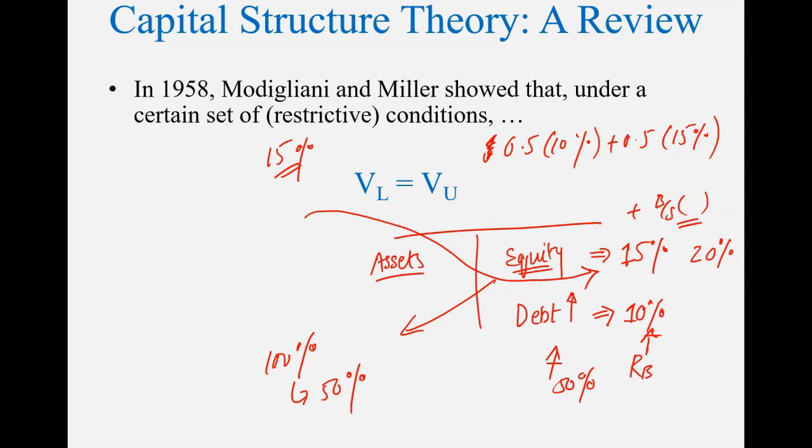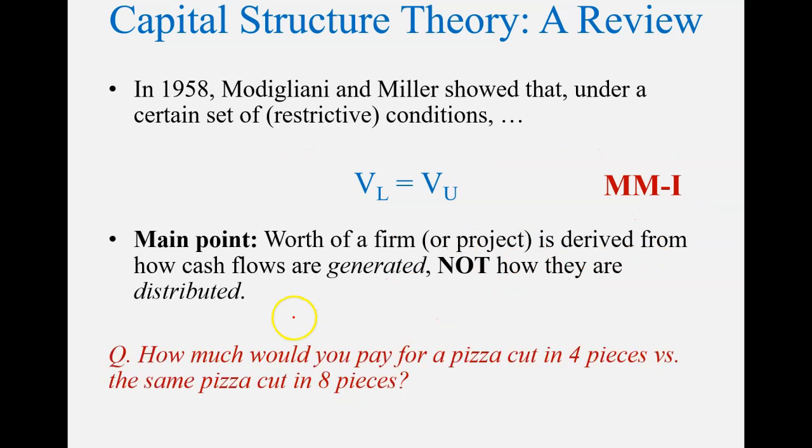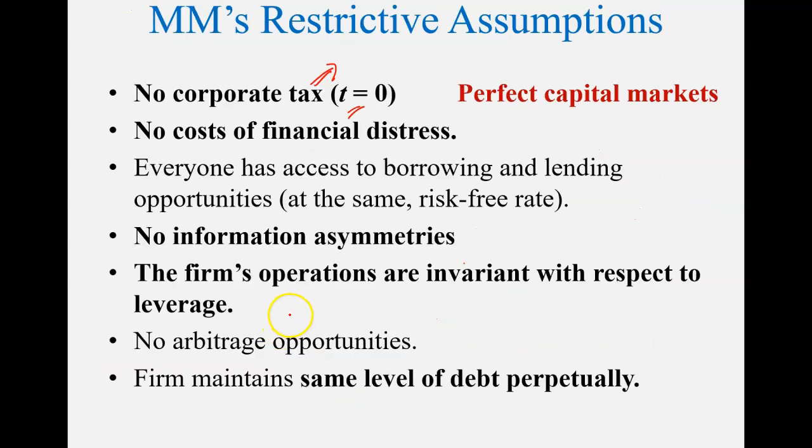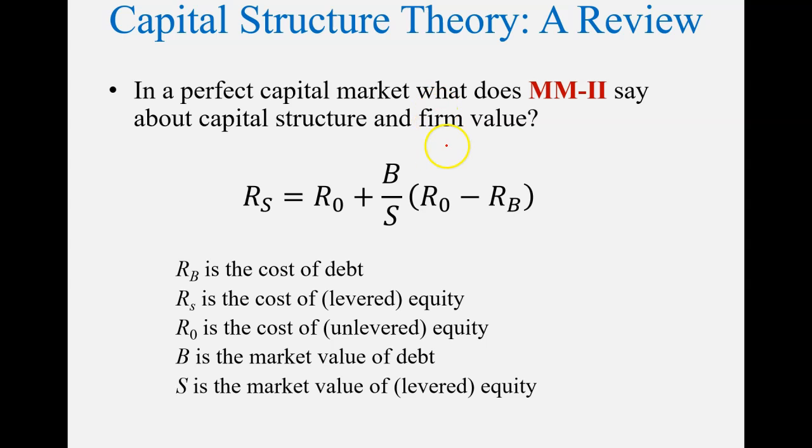MM1 and MM2 are not distinct ideas. MM1 begets MM2. And with that, I can show you this slide right here. This is MM2 as you know it, and I just showed you how it comes about. Please understand the distinction between R0, RB, which is cost of debt, and most importantly, the distinction between R0 and RS. Both are cost of equity. Okay, please understand, both are cost of equity.